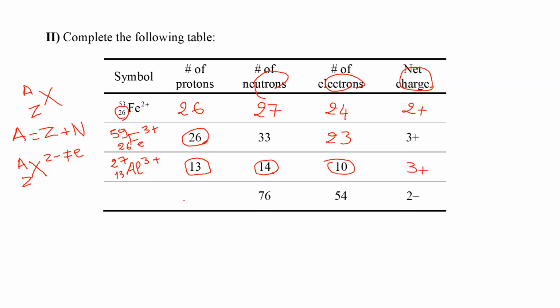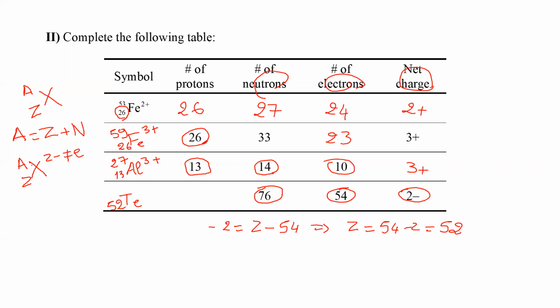Okay. For the last one, we don't have Z, but we have the number of neutrons, the number of electrons and the charge. So we know that the charge, minus 2, equals Z minus the number of electrons, which is 54. So that means that Z equals 54 minus 2, which means 52. And if you look on the periodic table, the element with Z equal to 52 is tellurium. So we have Te 52.